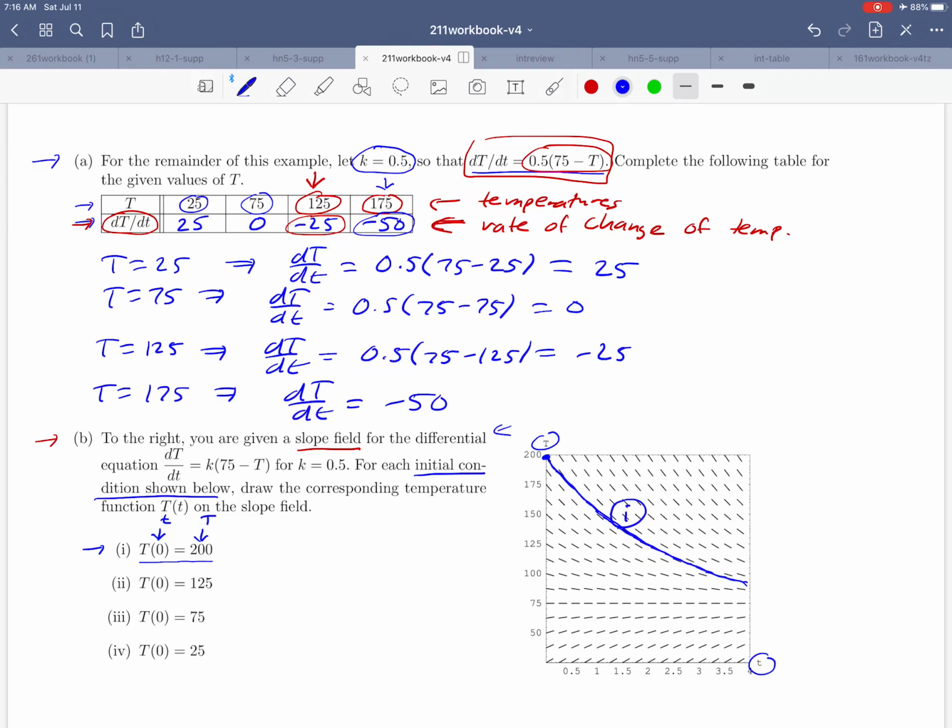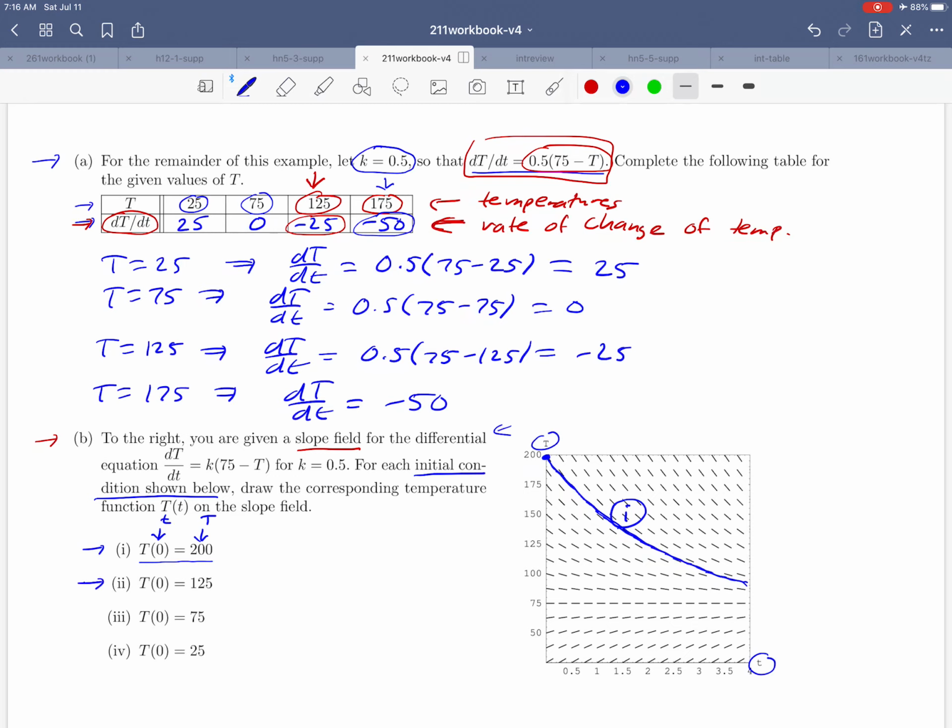Okay, so what we get from the picture is that if we start with a temperature of 200 and we follow those lines, our temperature is going to decrease at first pretty quickly and then a little bit more shallowly because the slopes are getting lesser as we go left to right.